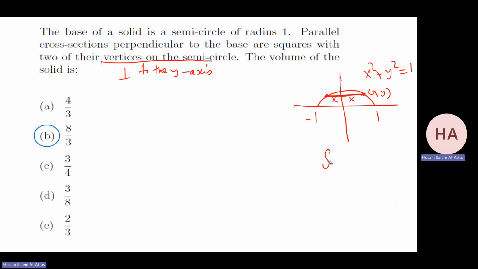So I have the area of the square, or the size of the square. The square will be like this. I have 2x, 2x, 2x, 2x. So the side of the square will be 2x, and the area of the square will be 2x squared, which is 4x squared.